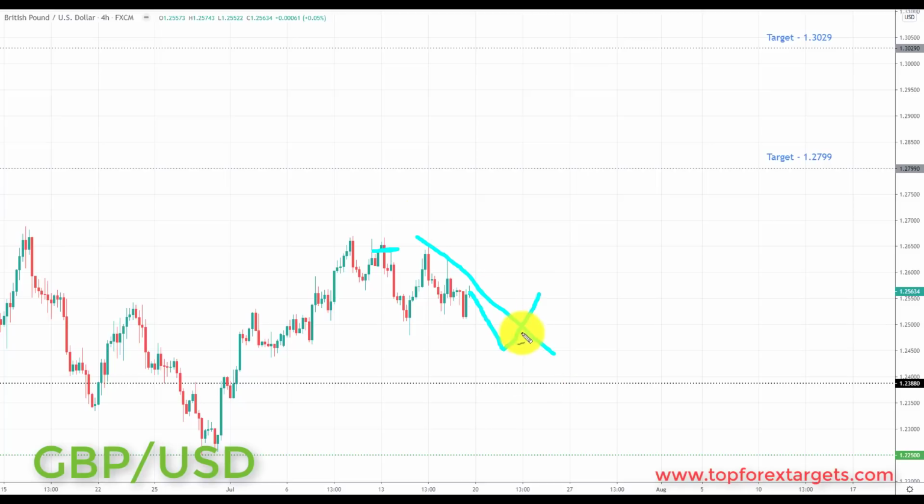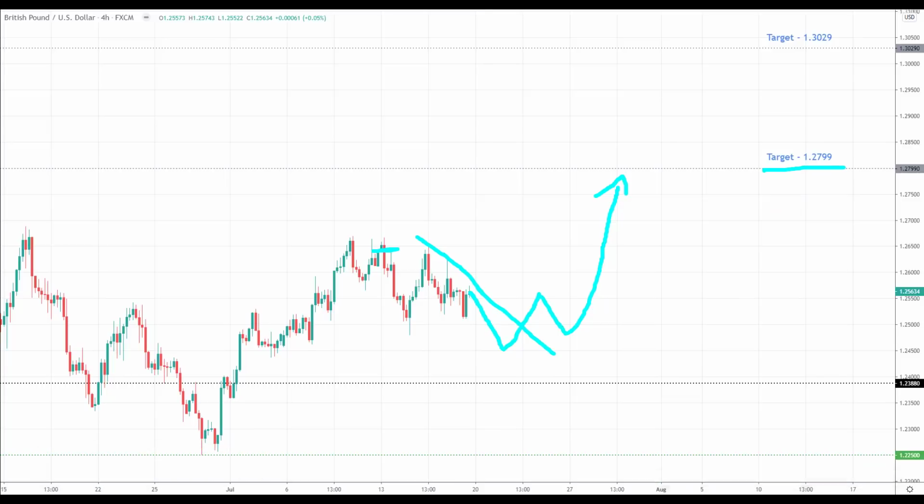And if we get these kind of bullish breakouts next week, this is the opportunity we will start to look for long positions in this market. And we're going to be looking at initiating longs up towards the next key area of resistance to the upside in the target set at the 1.2799.